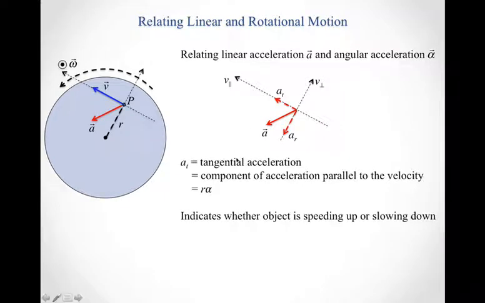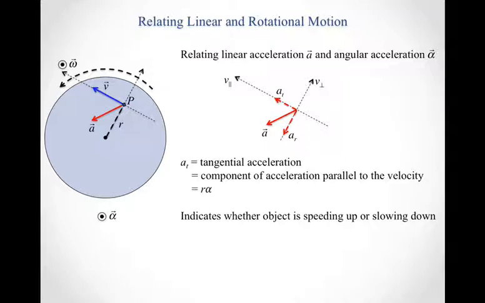That component that is parallel to the velocity is the tangential acceleration. And so again, that has the same structure as our previous equations in that the tangential acceleration, that component, is equal to r, the distance from the axis to the point that's rotating, times the angular acceleration of the wheel. And again, this indicates whether that object is speeding up or slowing down as it rotates.